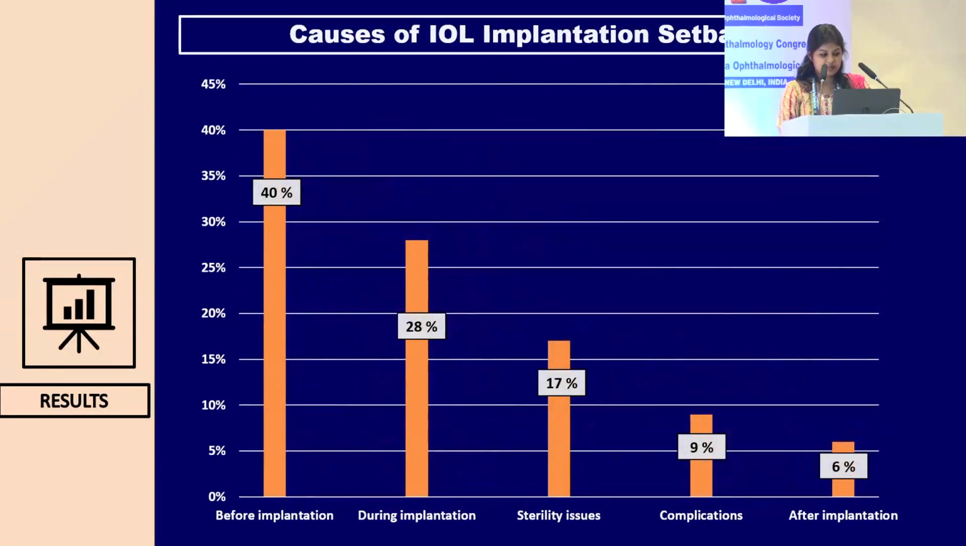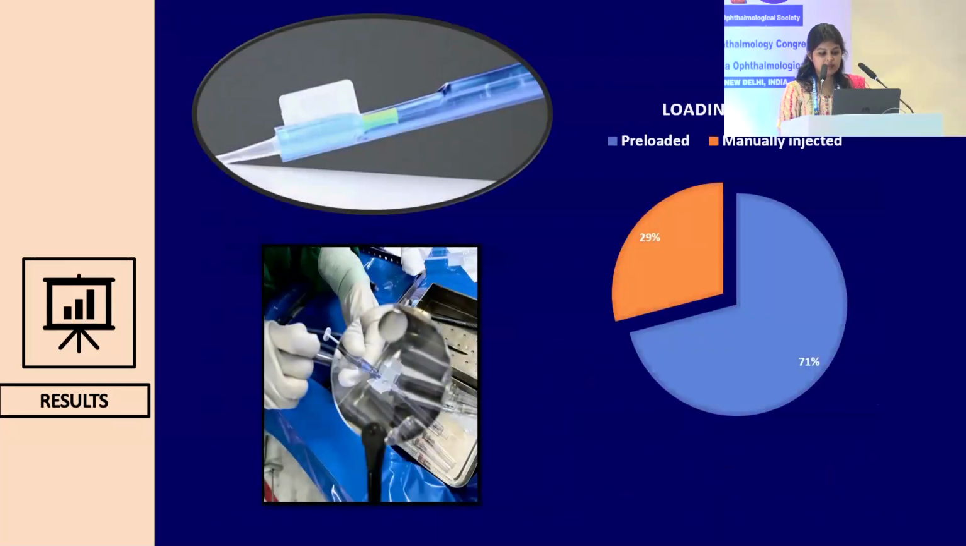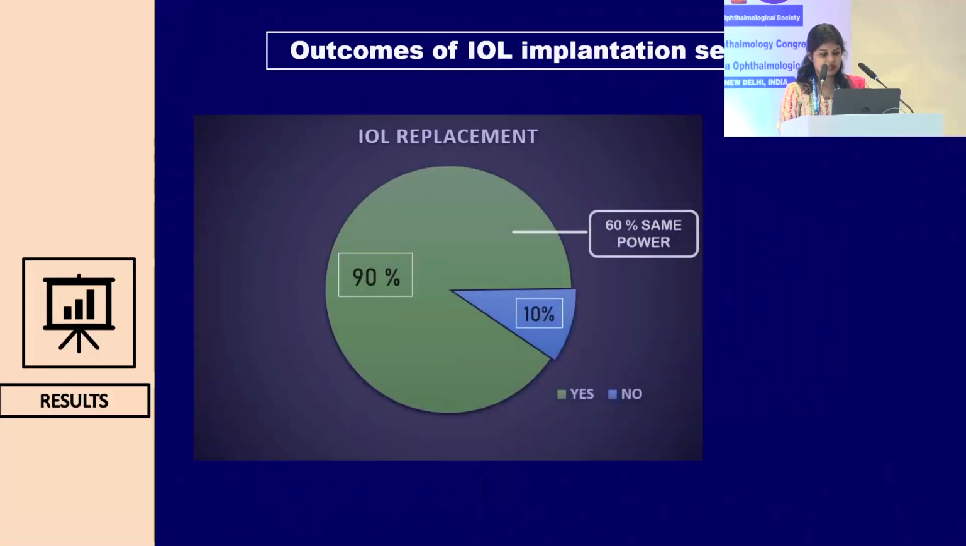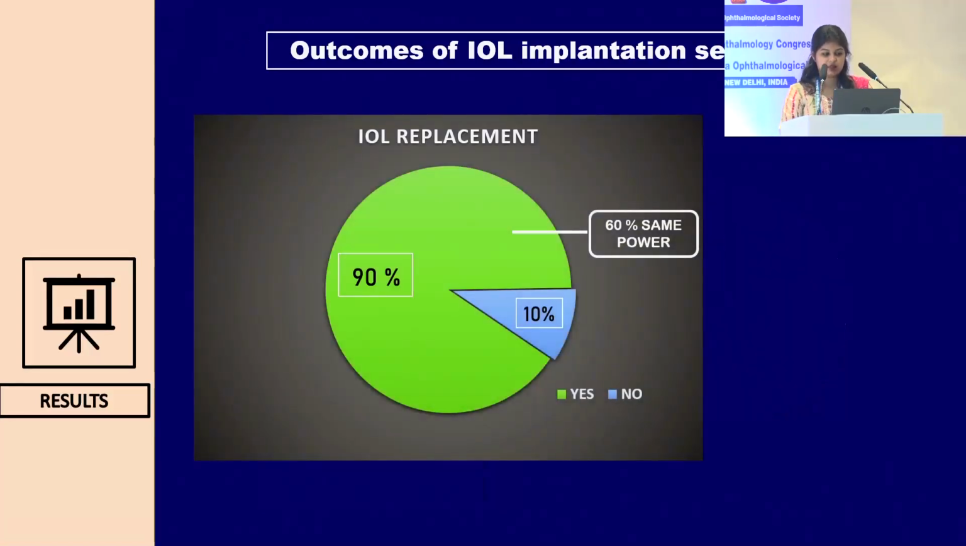Of the cases that underwent setbacks, the majority, around 40%, were identified before implantation of the IOL, 28% were during implantation, 17% were due to sterility issues, 9% were due to complications, and 6% were after implantation of the IOL. 71% were preloaded lenses, whereas 29% were manually injected. Of the cases that underwent IOL implantation setbacks, 90% needed an IOL replacement, of which 60% were implanted with the same power lens, and 10% of the cases did not require an IOL replacement.